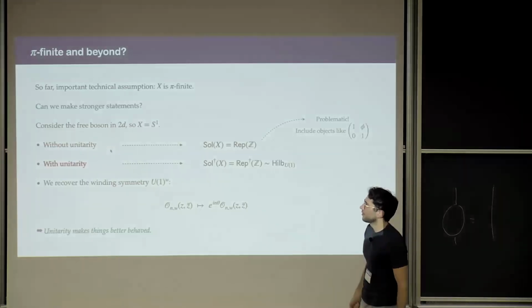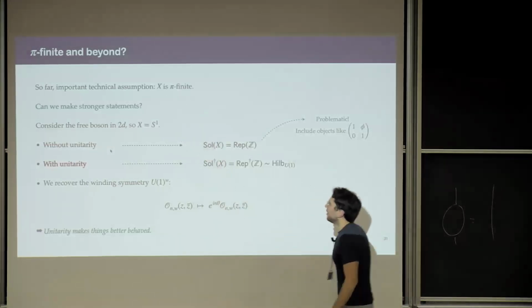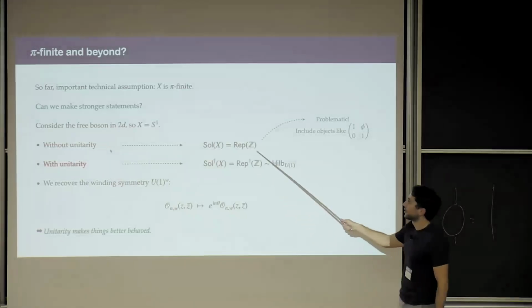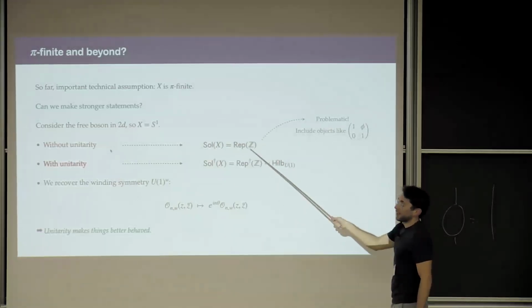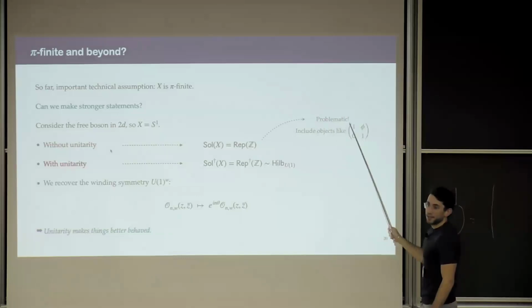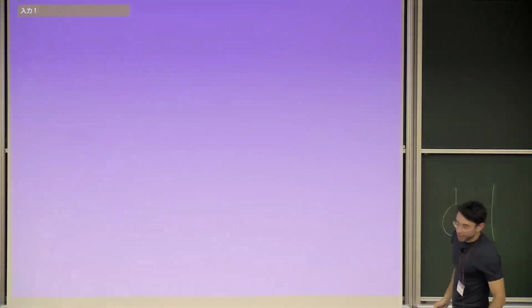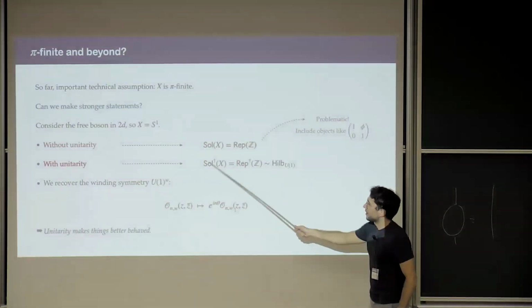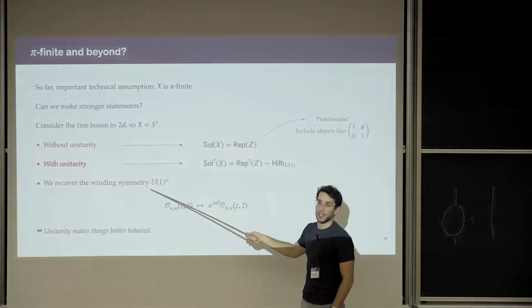Again, free bosons in 2 dimensions, which really fall out of these assumptions, precisely because S1 has pi1 equal to Z. And in fact, if you try to look at the classification without taking care about unitarity, you find something problematic. You are looking for functors from BZ into Vect. And the classification is going to be given by representations of Z. And this includes problematic objects, which are not very physical. Instead, if you require unitarity, then you're going to look for unitary functors. And the classification is precisely going to recover the classification of the solitonic symmetries that we know free bosons should have in 2D, which literally means that we recover the winding symmetry.